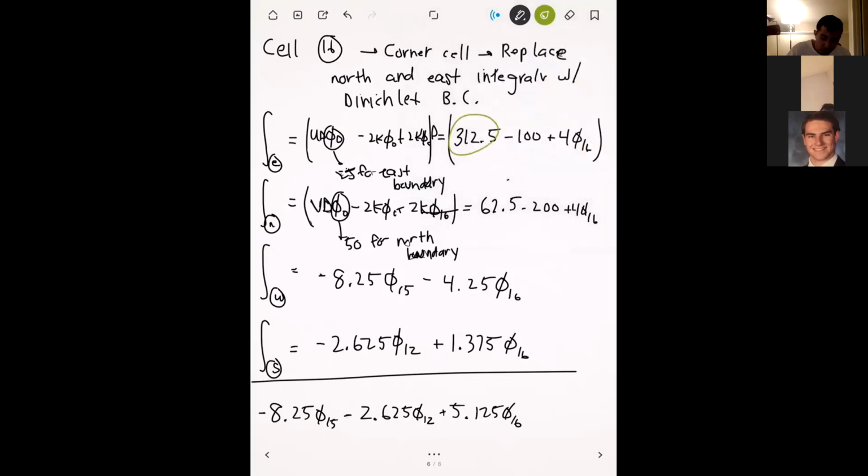And so we have plus this one, minus this, plus this, minus this, right? So we have 312.5 minus 100 plus 62.5 minus 200, and we get a positive 75, which we, of course, move over to the right-hand side. Okay, and so that's what you do when you have two Dirichlet boundary conditions, that you replace two of these integrals with the boundary expressions. Okay. All right. So any questions on this?